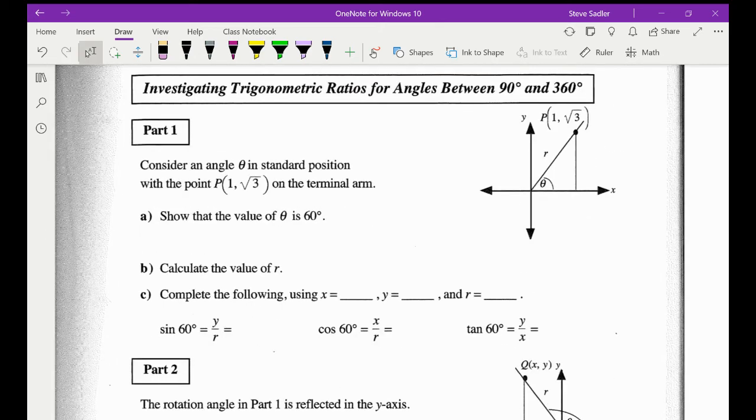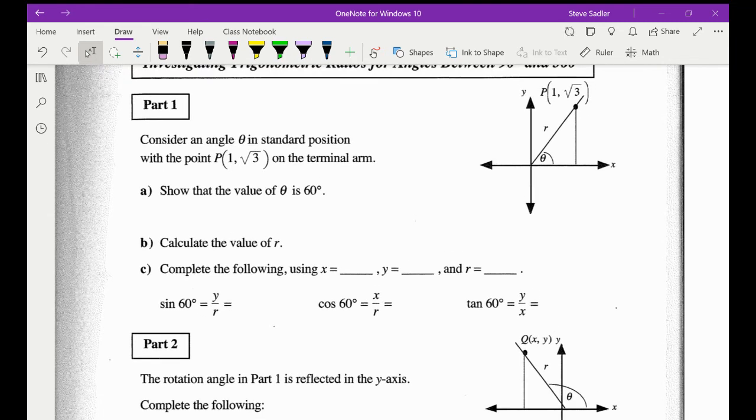Investigating trigonometric ratios for angles between 90 and 360. So part 1, we are going to look at this angle here.